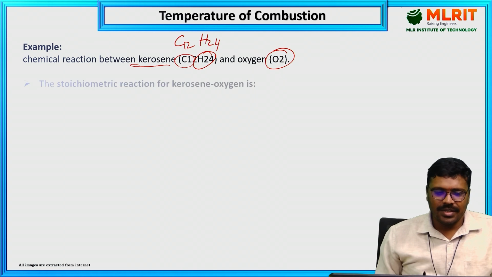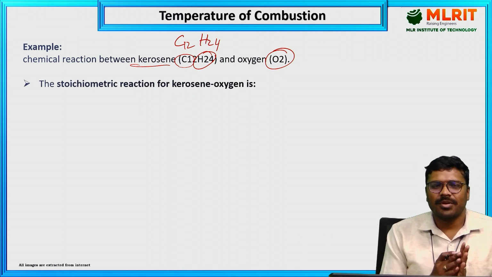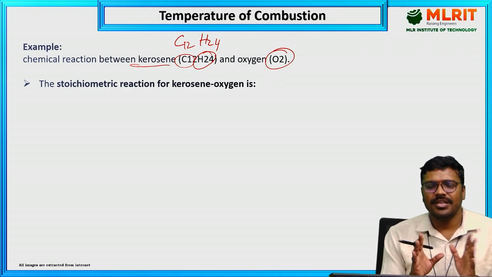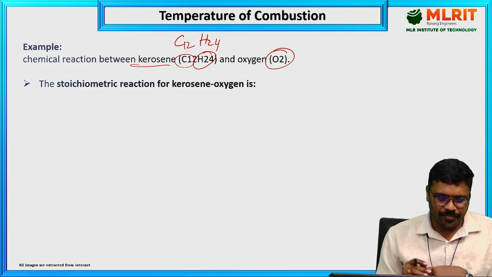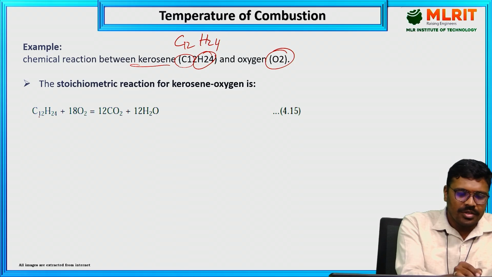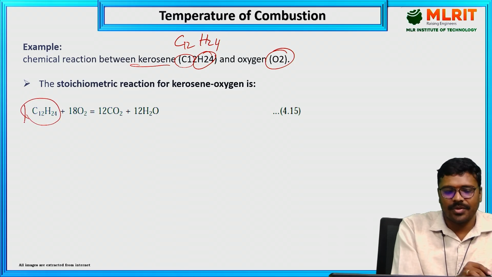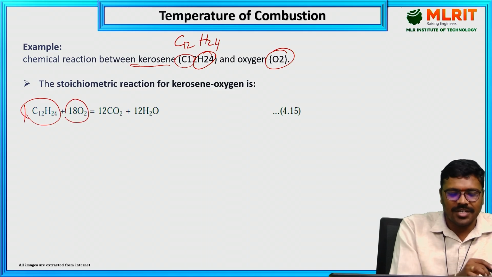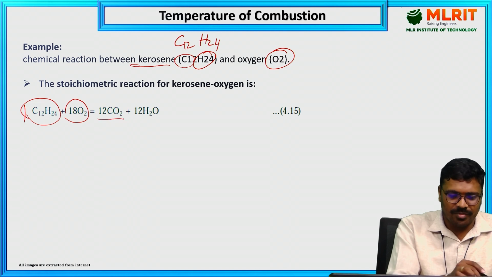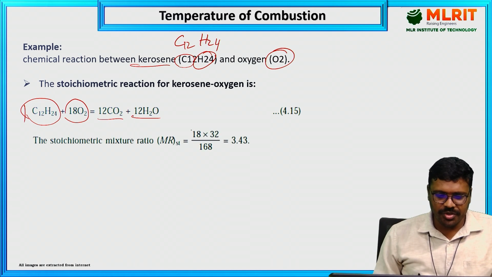Let us assume a stoichiometric reaction between kerosene and oxygen. That means kerosene is completely burned with oxygen and there is no oxygen left; both are in appropriate proportion. The reaction will be: 1 mole of kerosene, C12H24, if you supply 18 moles of oxygen, will form 12 moles of carbon dioxide and 12 moles of H2O.